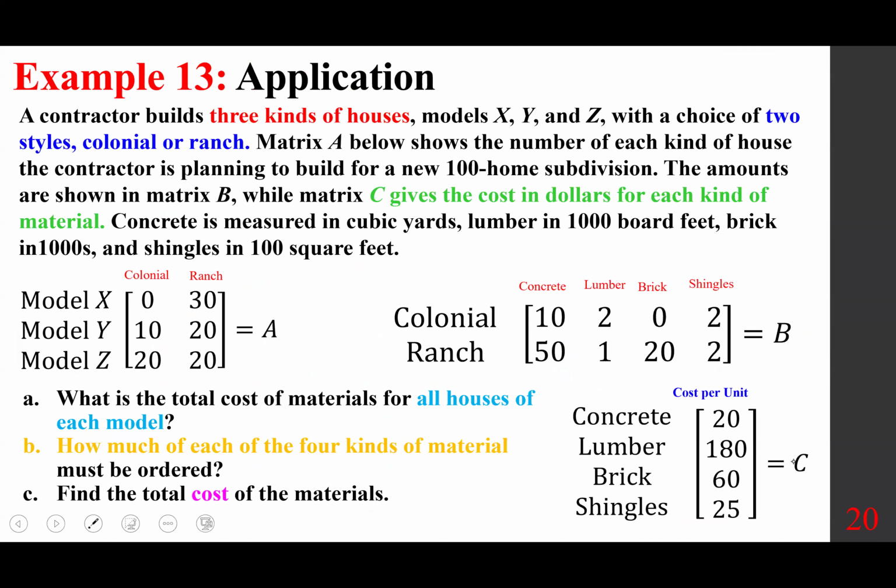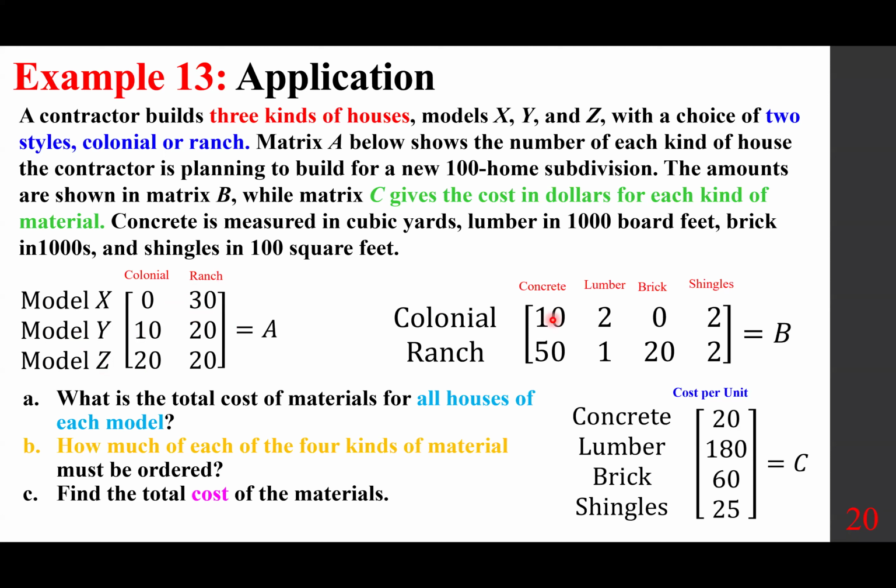It's an interesting application. A contractor builds three kinds of houses: Model X, Y, and Z. So Model X, Model Y, Model Z, with the choice of two styles, colonial and ranch. To understand what's happening, we're going to call this the A matrix. Model X has 0 colonial, 30 ranches. Model Y has 10 of those, 20 of those. And Model Z has 20 colonials and 20 ranches.